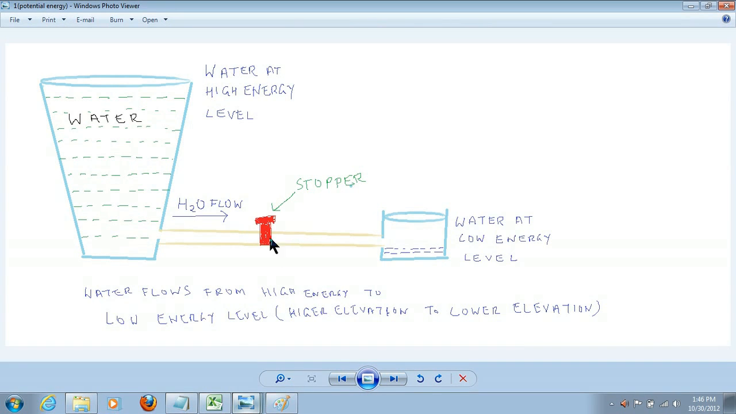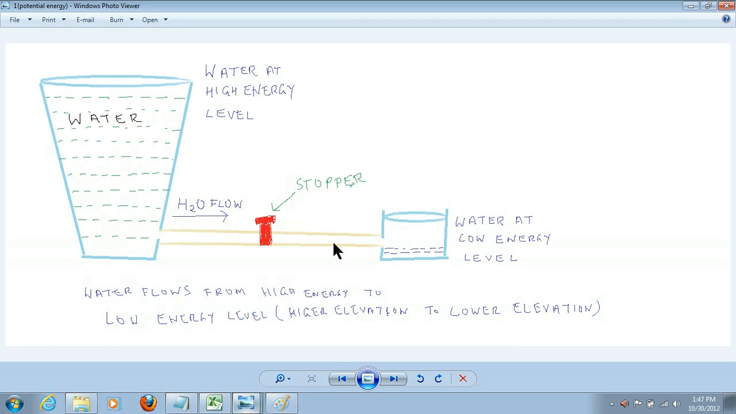Let me explain why. Now the left hand side bucket has a higher level of water, and if we connect it with the right hand side bucket by opening the stopper, we will see that water from the left hand side will move to the right hand side. Water at high energy level will move to the bucket where water is at low energy level. So water flows from high energy to low energy level, or higher elevation to lower elevation, the moment we open this stopper.